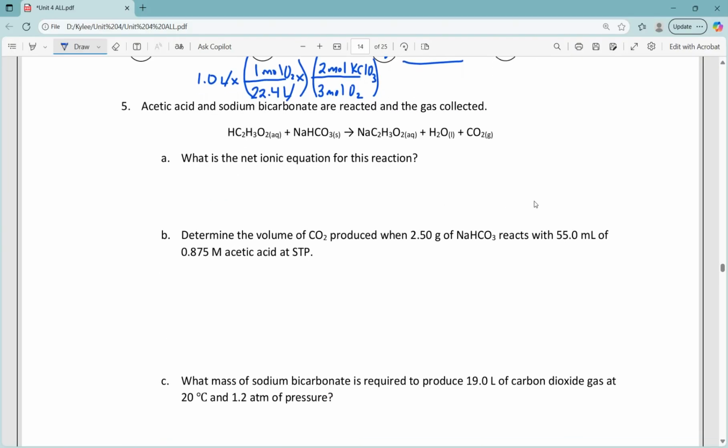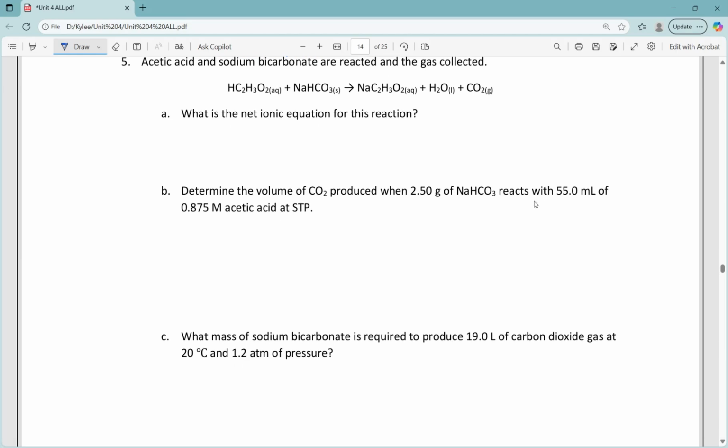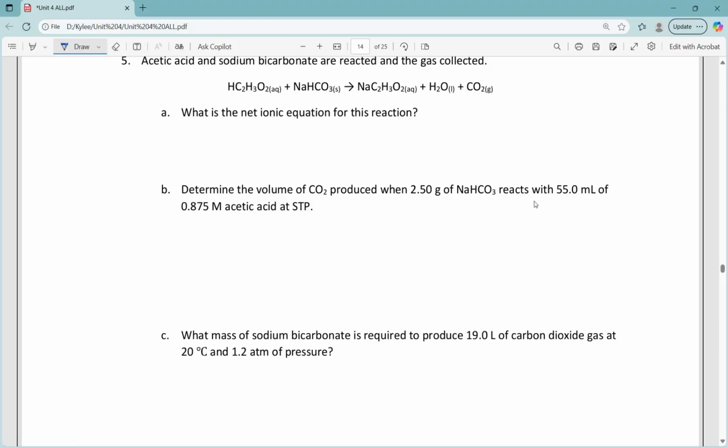On number 5, we have a multi-step problem. The first thing they want us to do is to write a net ionic equation for the reaction above. So remember, we can only break up the aqueous. So I can break up acetic acid into hydrogen and acetate. Number 5 is a multi-step problem, and they still are having us practice our net ionic equations in part A.